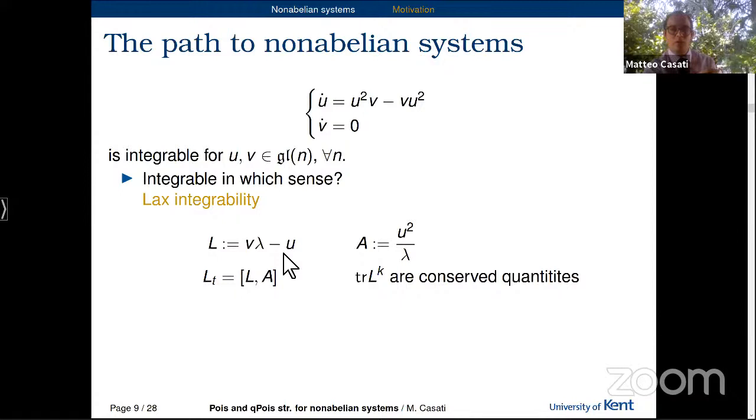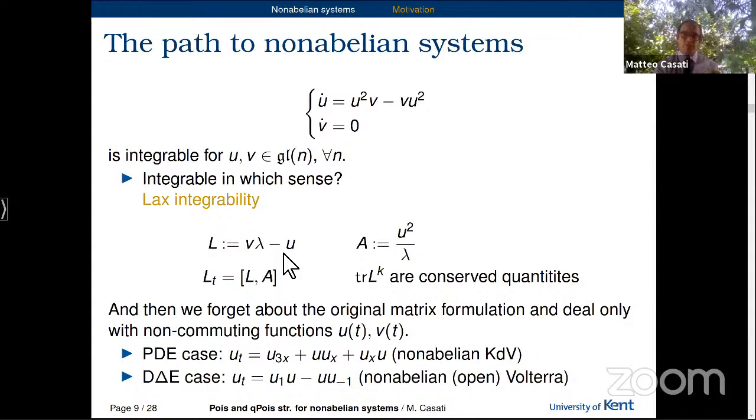What we do, of course, because we like abstraction, is that we forget that originally these u and v were matrices, and we just decide that we are dealing with the functions u and v on a space where the product is not commutative.